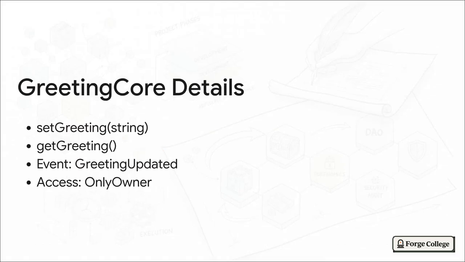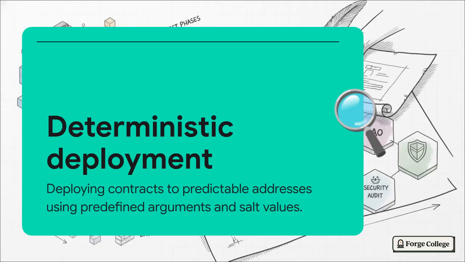Drilling into that greeting core, we specify exact API functions like setGreeting and getGreeting. We also define the critical greeting updated event and rigid ownership access rules. By emitting rich events, our off-chain sequencer can perfectly trust and reconstruct the data history without making those super expensive on-chain reads. And because our off-chain sequencer relies on stable, predictable contract addresses to do its job, our deployment scripts absolutely must utilize deterministic deployment patterns. This just means ensuring your contracts deploy to predictable addresses using predefined constructor arguments and salt values. It's a total game changer that makes your testing and orchestration so much smoother.